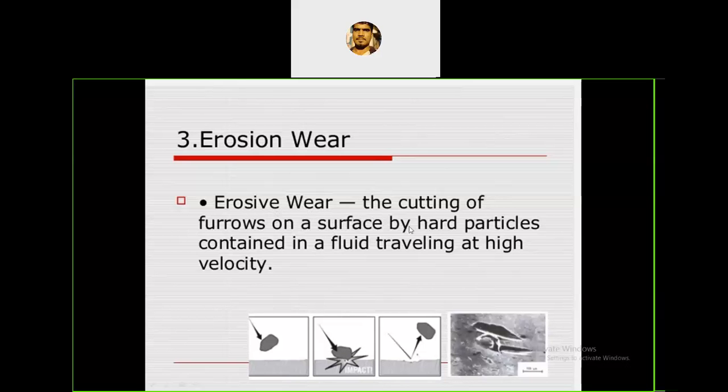So erosion wear is just due to hard particles in a fluid traveling with a high velocity, and it causes the ferrous type of cutting, just like the previous abrasive cutting. You can see here, a particle hardly hitting the surface creates the indentation or scratches that you can see in the microscope. So this is what we call erosion wear.